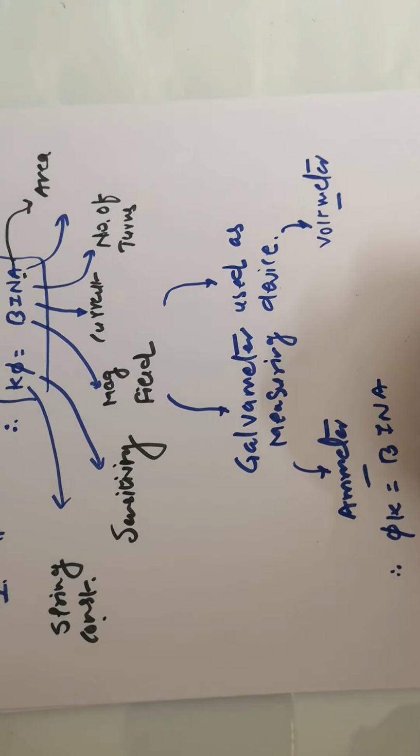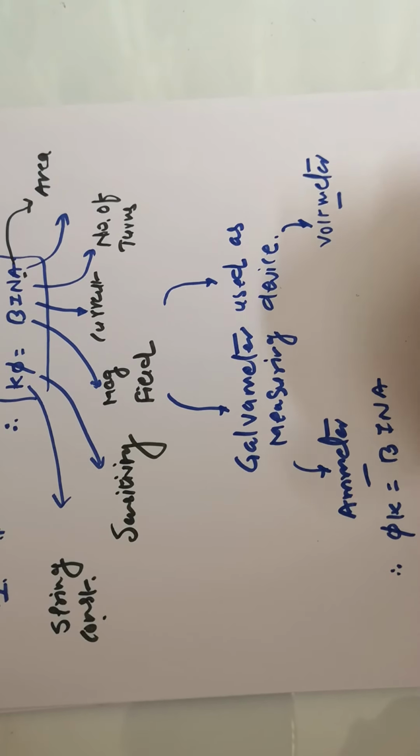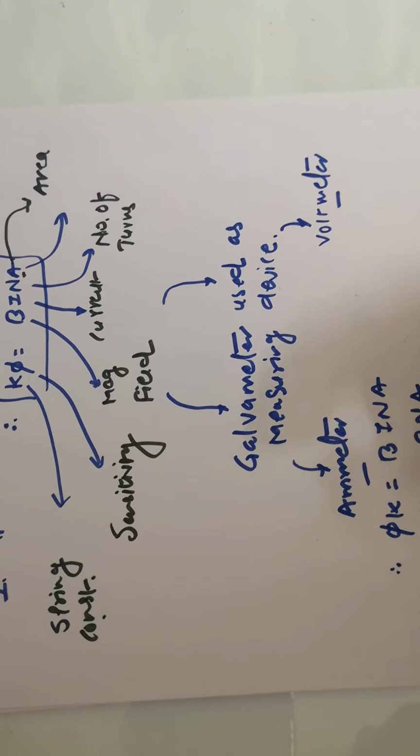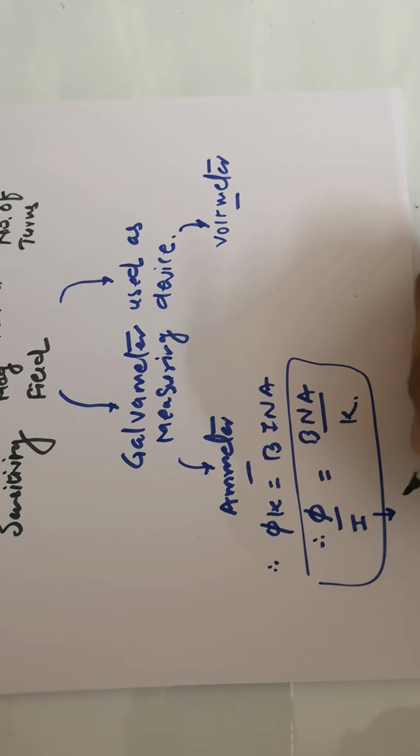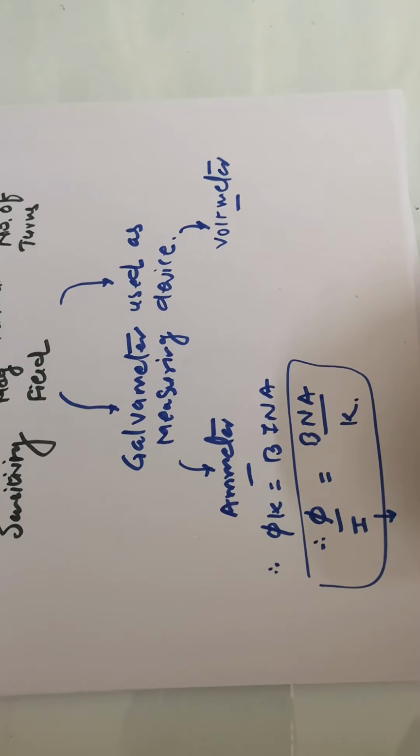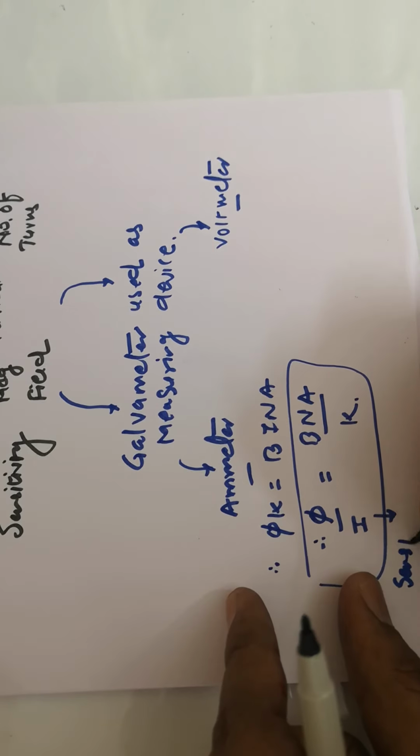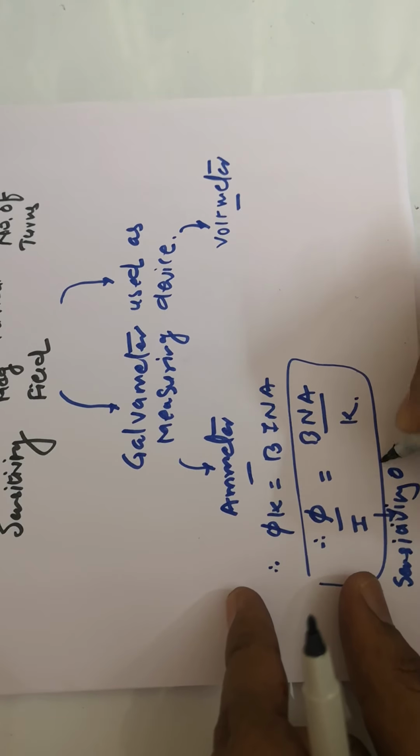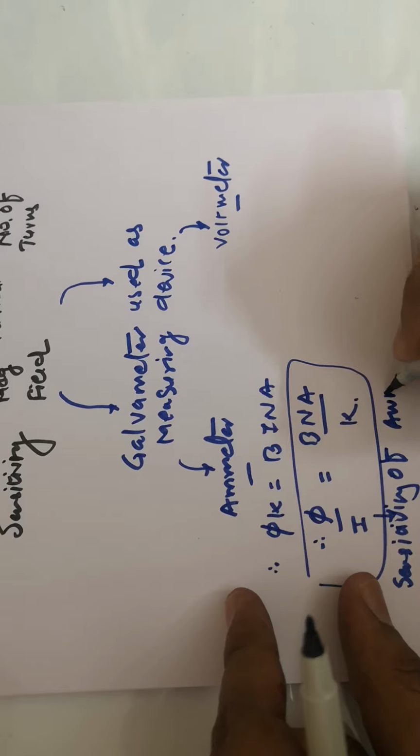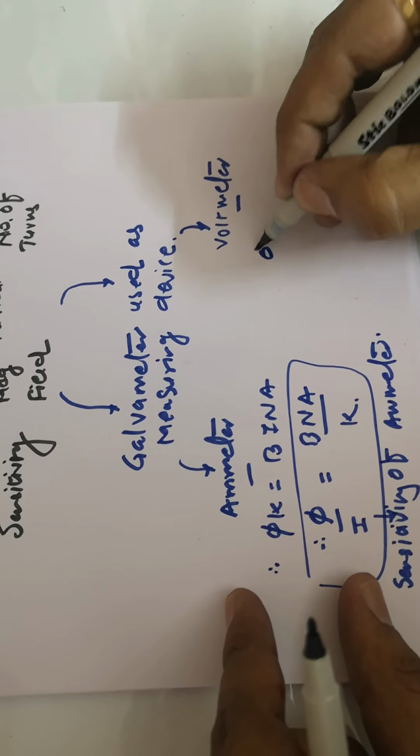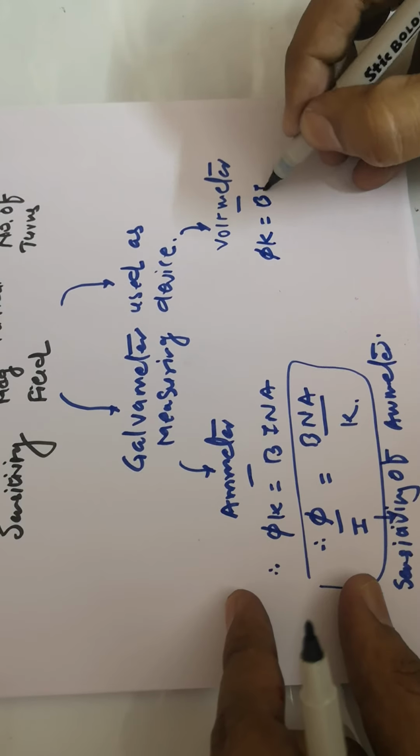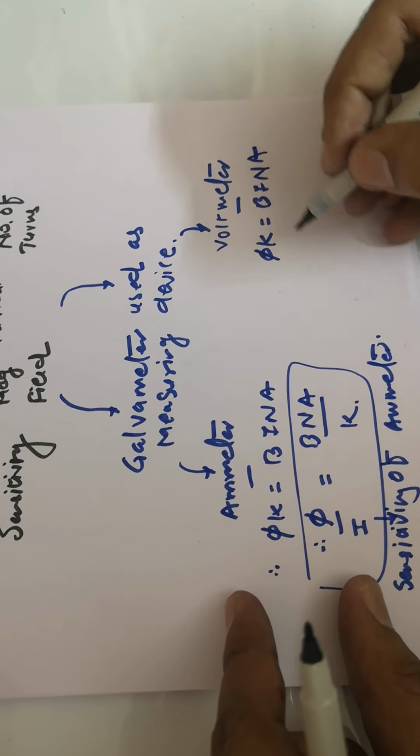So I am just converting this expression, that is giving me phi by I equals BNA divided by K. This expression, this formula phi upon I, is the equation which is called the sensitivity of an ammeter. Now the same equation I am utilizing, phi K equals BINA, but I want to convert this formula.